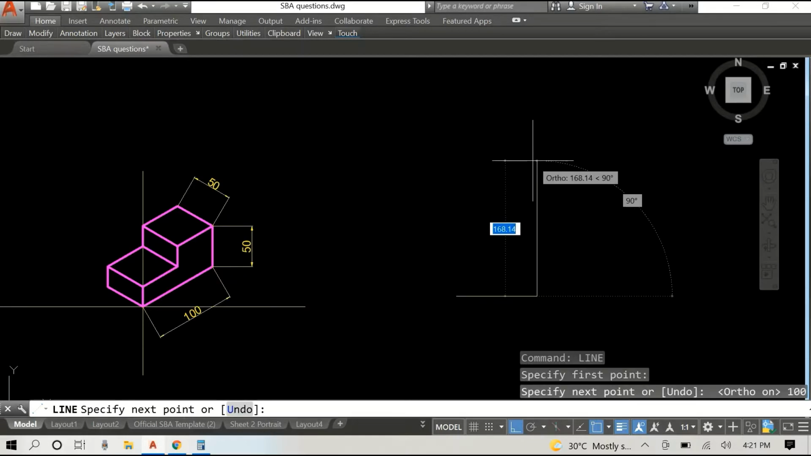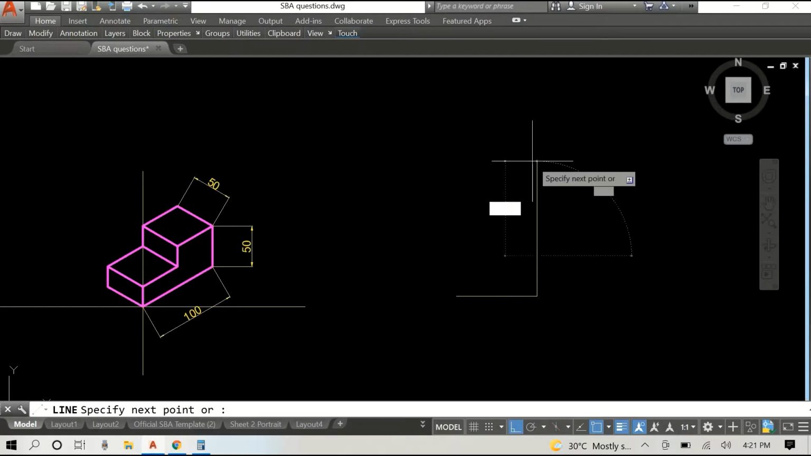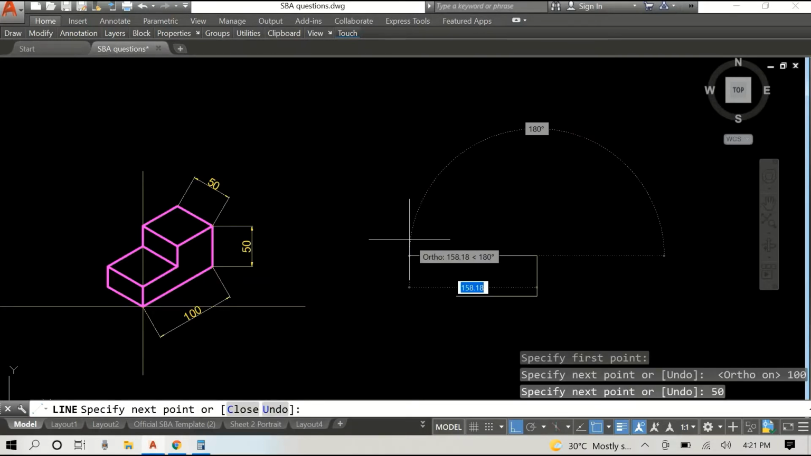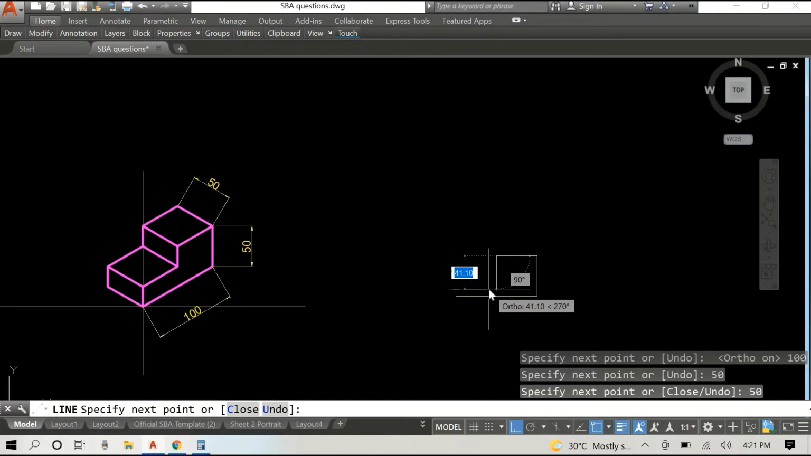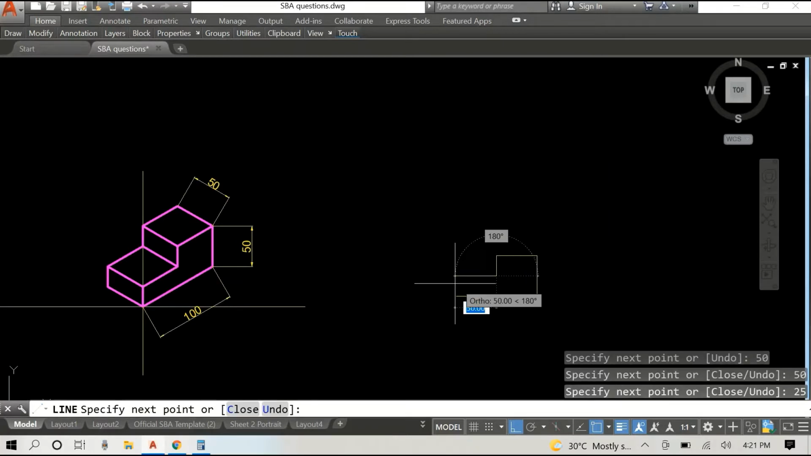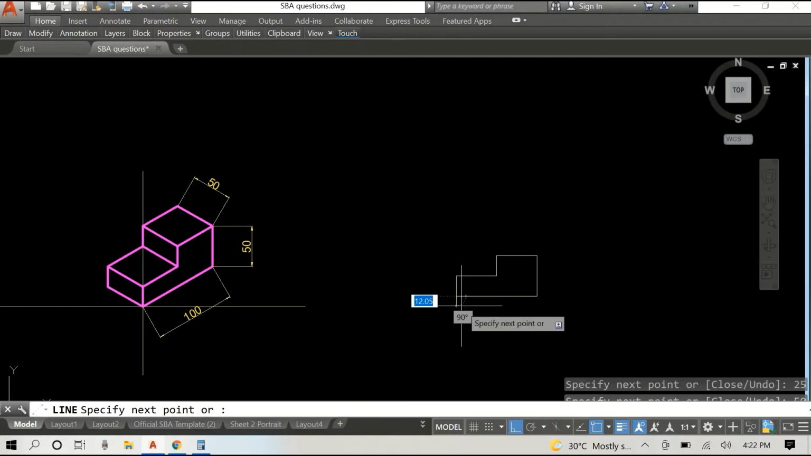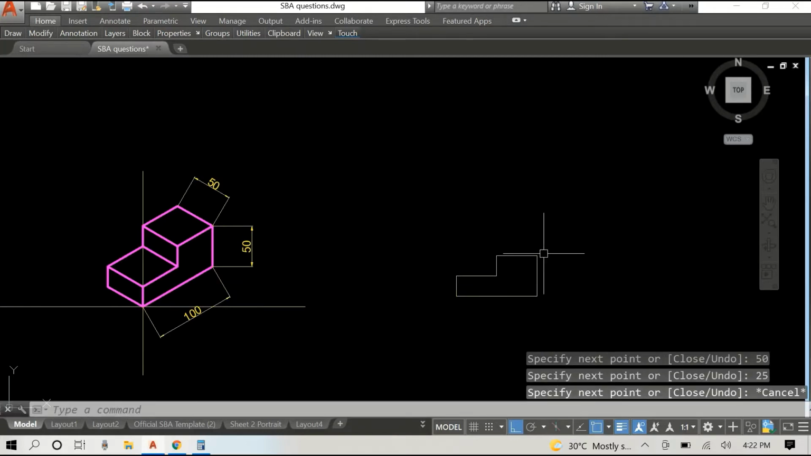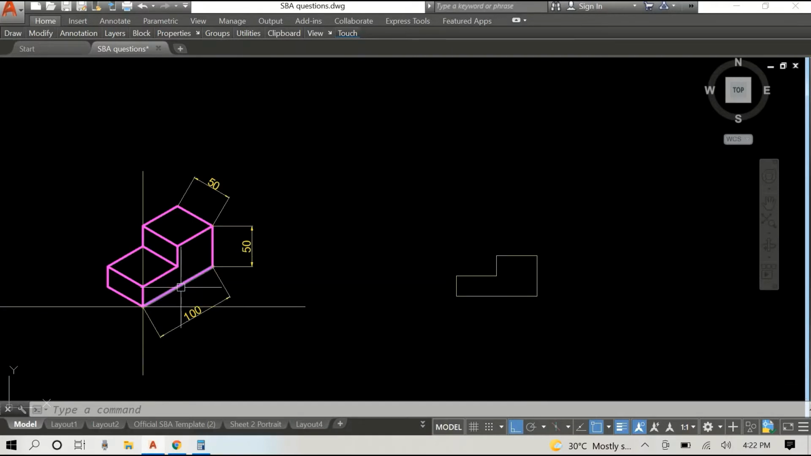So I'm gonna begin with the baseline, which is 100. Our height is 50. Coming across the top is also 50. We're gonna come down 25 millimeters, come back out 50 millimeters, and then close off the block. So this is the face of the block, or the side of the block that is facing us. And this is what makes oblique a bit easier to do than isometric, because this basically is a 2D block, right?